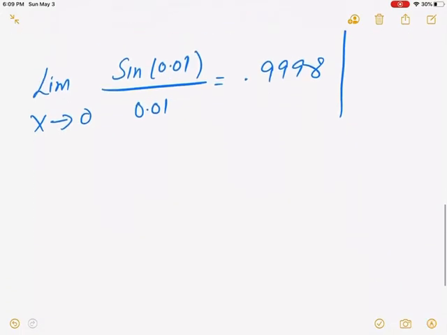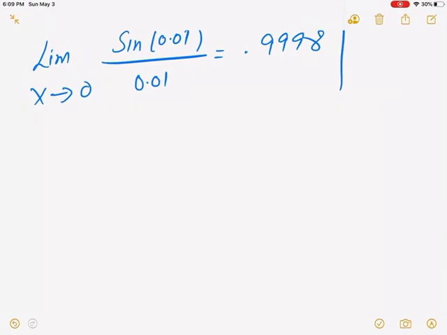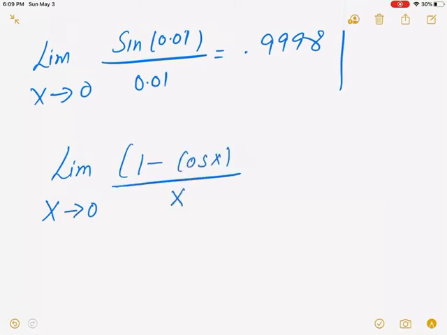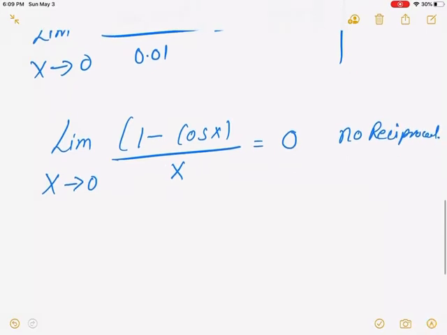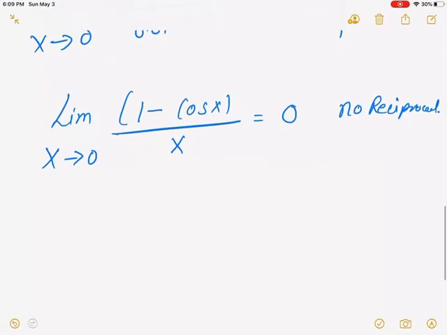The second equation I have is limit x approaches 0 of 1 minus cosine x over x. If you see a pattern like this, it's always going to be equal to 0. And I'm sorry, no reciprocals. For this equation, the reciprocal doesn't work, so try not to do that. Again, just to justify this equation, I'm going to plug in numbers so that you can actually see it happening.